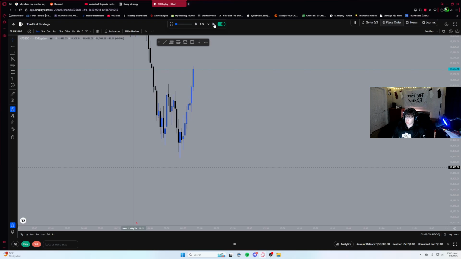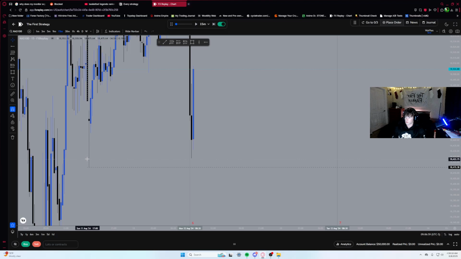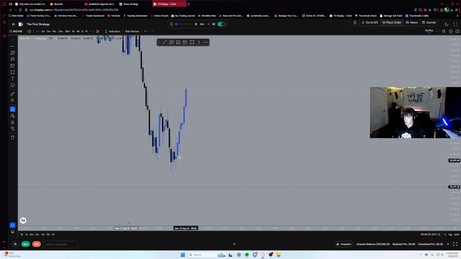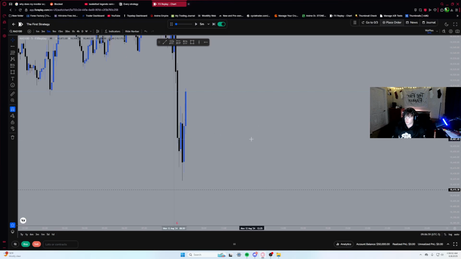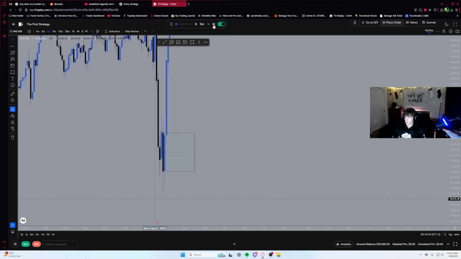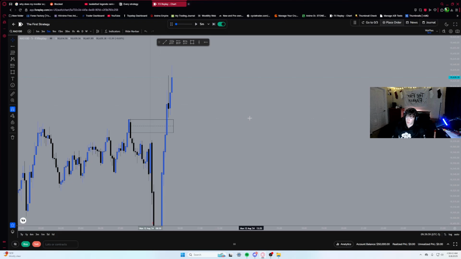Break structure. We reacted off this fair value gap. I say we look for longs. We have a liquidity sweep down here that it already retraced to, so there's no point in even looking for that. Let's look for a 5-minute order block, to be honest. We'll look for a 5-minute order block retracement. Alright, too late.